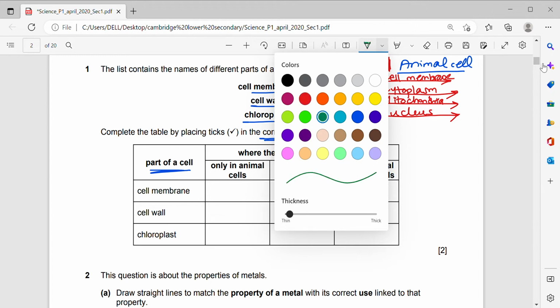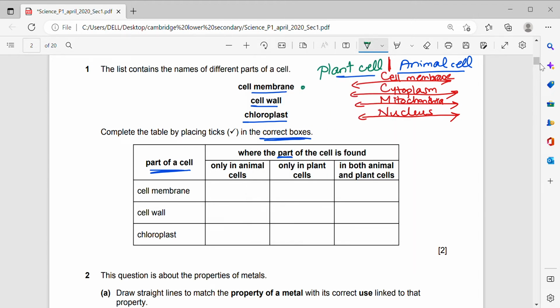What about the parts that are present only in the plant cell? 3. C, S. The first C, cell wall. The second C, chloroplast. The third one is S, the sap vacuole. Okay, let's solve the question now. Cell membrane is found where? Great, in both animal and plant cells. Cell wall, plant cells, chloroplast, plant cells.